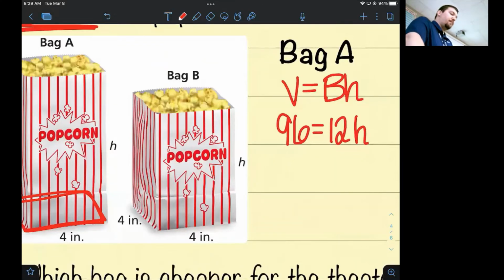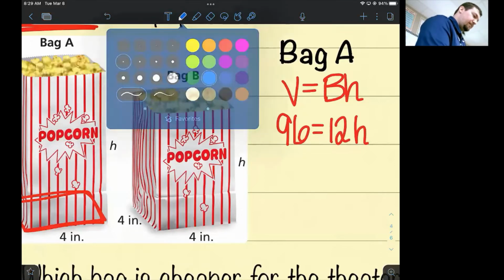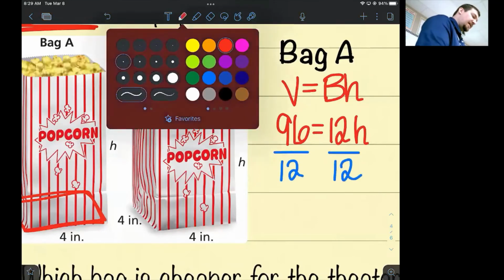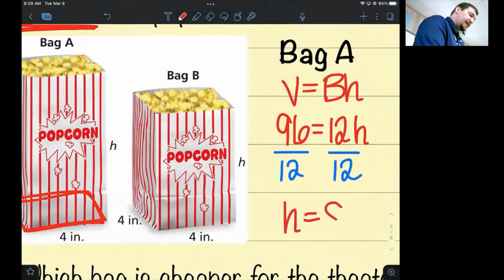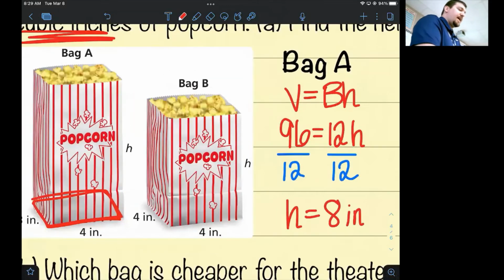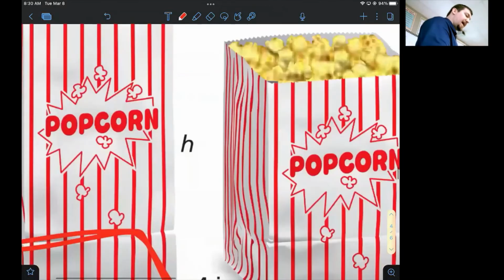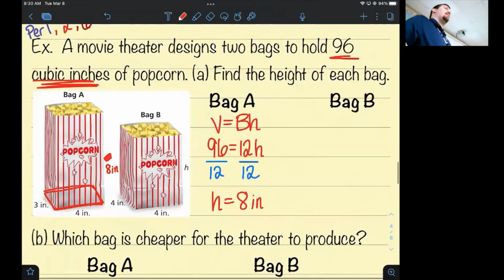Okay. So Branson, what do you get when you divide 96 by 12? 8. So the height of this bag is 8 inches. And the reason I'm not labeling in cubic inches, as Hannah said, is that we already know the volume. 8 inches is how tall the bag is, just like the length and width were labeled in inches, we're going to label its height in inches. So now you can scratch out this H here and replace it with 8 inches. We now know how tall that bag is.